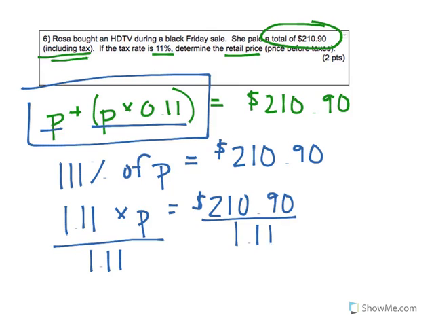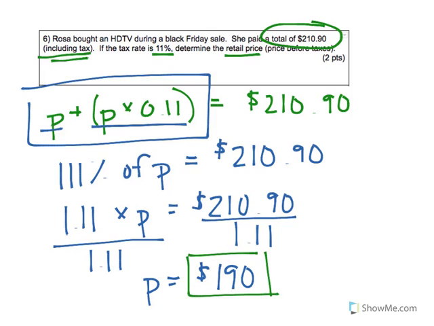Here I'm going to do the same to both sides, and once you solve, you'll see that the price originally was $190. Again, you could check that back out. What is 11% of that? Add it back in, and you will get your 210 you started with. But the final answer here is the retail price was $190.